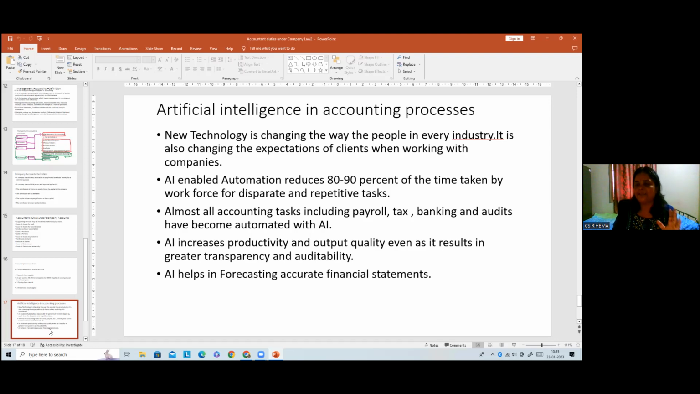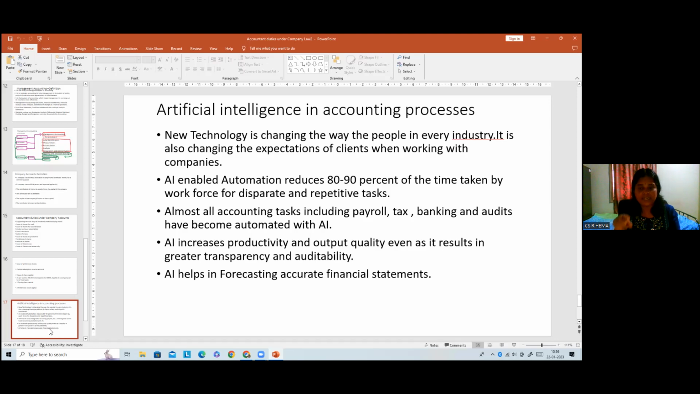New technology is changing the way people work in every industry. It is also changing the expectations of the clients when working with the companies. Half of the companies under big top management have shifted to artificial intelligence. How is AI-enabled automation useful to the company? Just see. AI-enabled automation reduces 80 to 90% of the time taken by the workforce for disparate and repetitive tasks. As an accountant, you will do the repetitive tasks, and it will take those repetitive tasks and do them by itself.